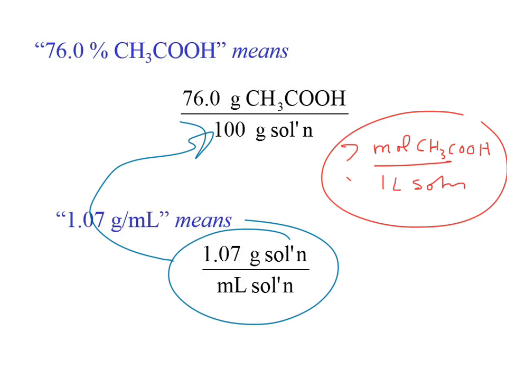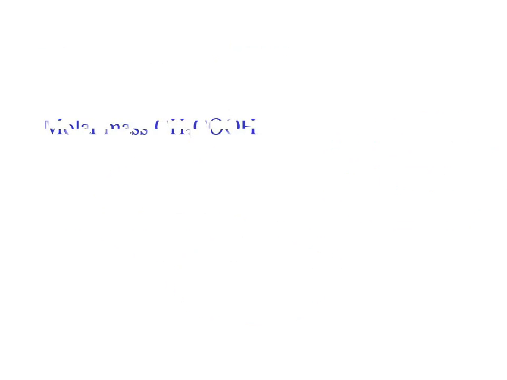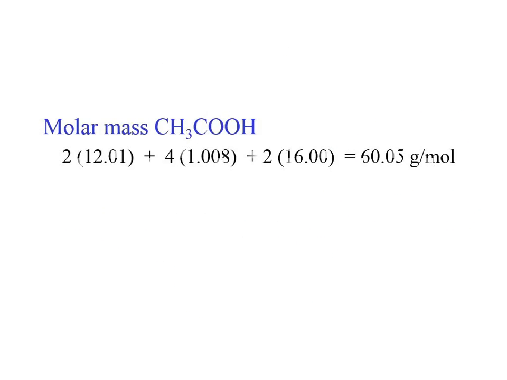And then I'm close. If I do that, I'm going to have units of grams of acetic acid per milliliter of solution. And I'm close. But I need to fix the milliliters into liters, and then I also need to fix grams into moles using the molar mass of acetic acid. So let's go ahead and knock out the molar mass of acetic acid.